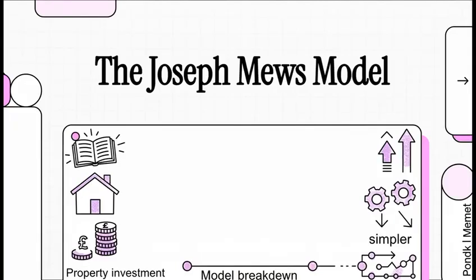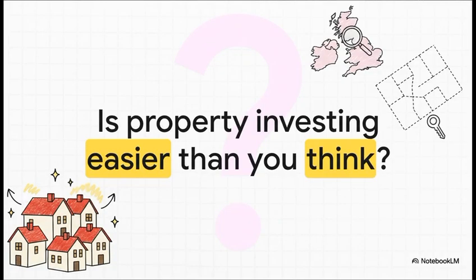You've probably heard that investing in property is a real headache, right? Super complicated. Well, today we're digging into a model that claims to flip that idea completely on its head. It's called the Joseph Muse model, and the promise is that it makes property investment way, way simpler than you'd think. Let's see how.